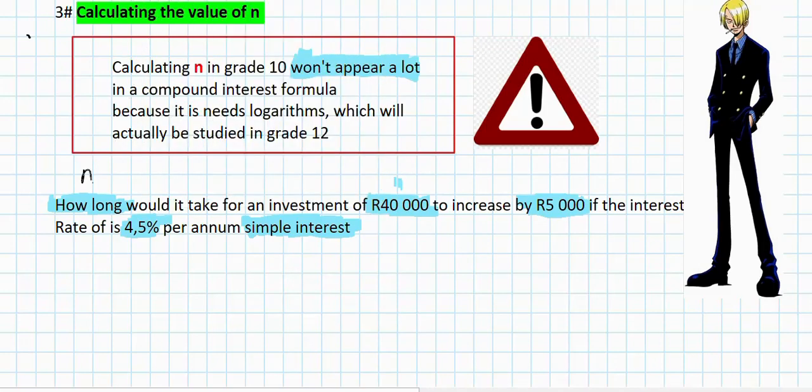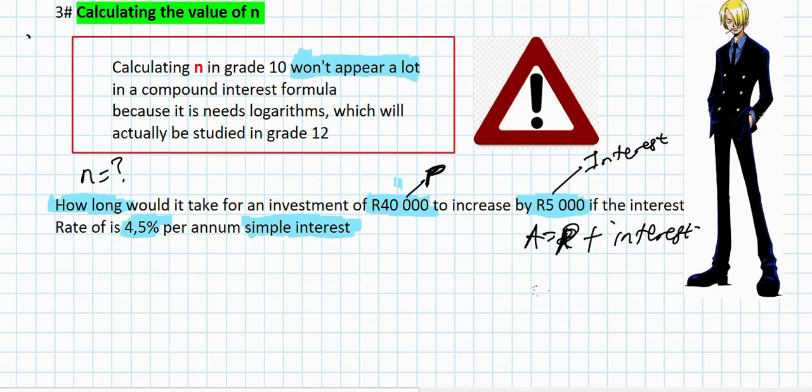So here it says how long. We are looking for N, obviously. With an investment of 40,000, this is the principal amount. This is the amount before it gained any interest. And after it gained an interest, so this is the interest, right? Which means now our accumulated amount is going to be the principal amount plus interest. Sorry, Sanji. So now the accumulated amount is going to be how much? 45,000. Easy as that. That's the accumulated amount. And then we know that we are using the simple interest formula, and that this is the interest rate as a percentage.